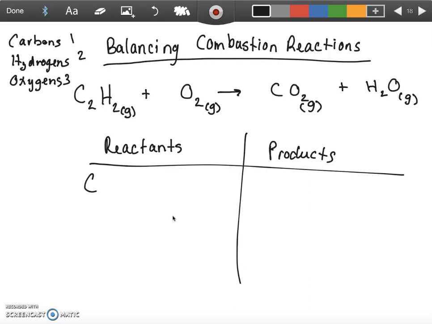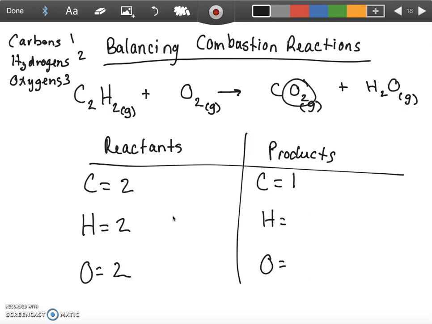Okay, on the reactant side I have carbon, hydrogen, and oxygen. That's all that's there, which means that's all that should be on the other side as well. Okay. So far I have 2 carbons, 2 hydrogens, 2 oxygens on the reactant side. On the product side I have 1 carbon, 1, 2, 3 oxygens. There's 2 oxygens here and then 1 over here, so that makes 3 total. And then 2 hydrogens. So the only thing that's balanced are the hydrogens.